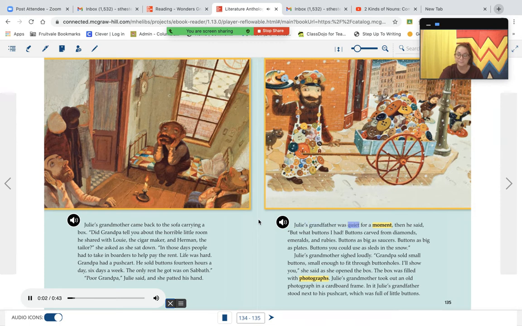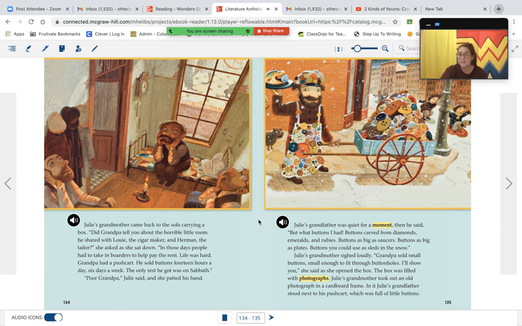Julie's grandfather was quiet for a moment. Then he said, "But what buttons I had! Buttons carved from diamonds, emeralds, and rubies. Buttons as big as saucers. Buttons as big as plates. Buttons you could use as sleds in the snow." Julie's grandmother sighed loudly. Grandpa sold small buttons, small enough to fit through buttonholes. "I'll show you," she said as she opened the box. The box was filled with photographs. Julie's grandmother took out an old photograph in a cardboard frame. In it, Julie's grandfather stood next to his pushcart, which was full of little buttons.